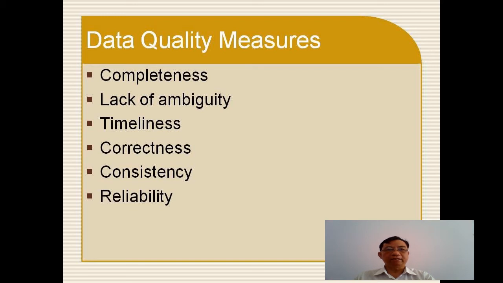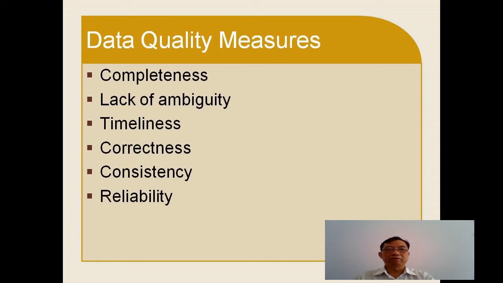Correctness means the database contains values perceived by the user. Consistency, different parts of a database do not conflict but are the same. And reliability, failures or interference do not corrupt the database. The importance of each measure depends on the database, system and organization, and each measure can be quantified.